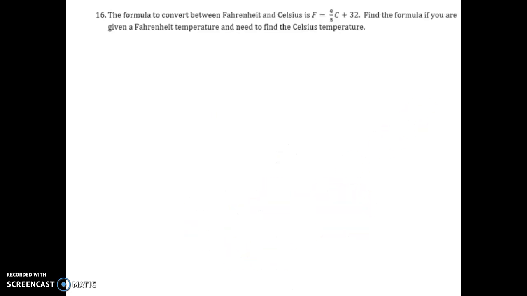The formula to convert between Fahrenheit and Celsius is Fahrenheit is 9/5 C plus 32. Find the formula if you're given a Fahrenheit temperature and you need to find the Celsius temperature. So we're looking to solve for C. We're going to start out with the formula.